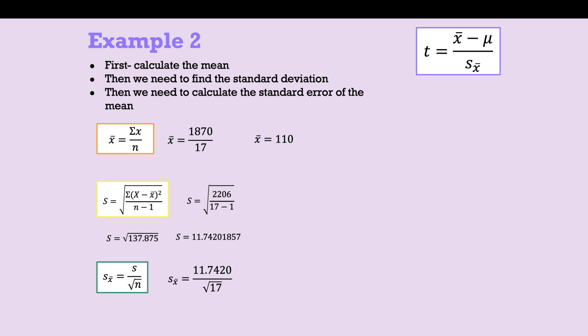So now we're going to calculate the standard error of the mean, which is s divided by the square root of n. So we take the standard deviation of our sample, 11.7420, divided by the square root of 17, which is dividing by 4.1231. So our standard error of the mean is going to be 2.84785781, or we'll round it to 2.8479. Okay, so we have to do all of that before we can begin our t-test.